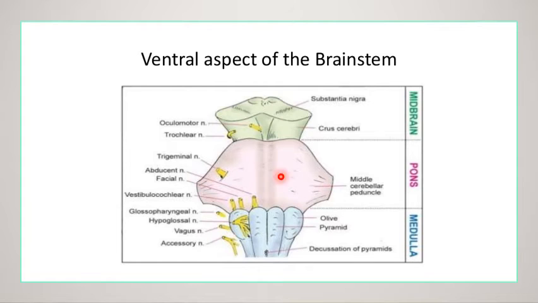Now, once we have understood about pons, let me quickly mention again: the word pons means bridge. It is between midbrain and medulla. Then we saw that this structure forms a convex structure, right?